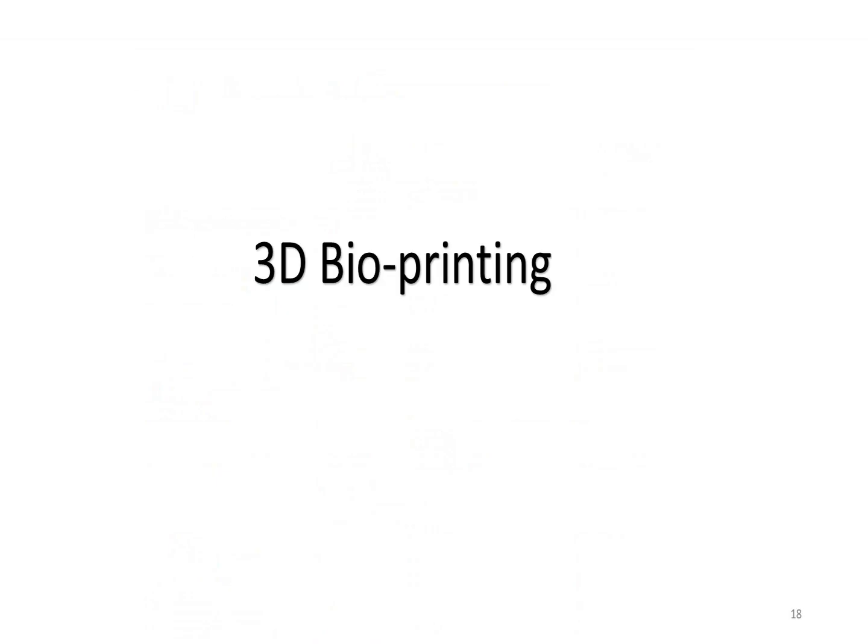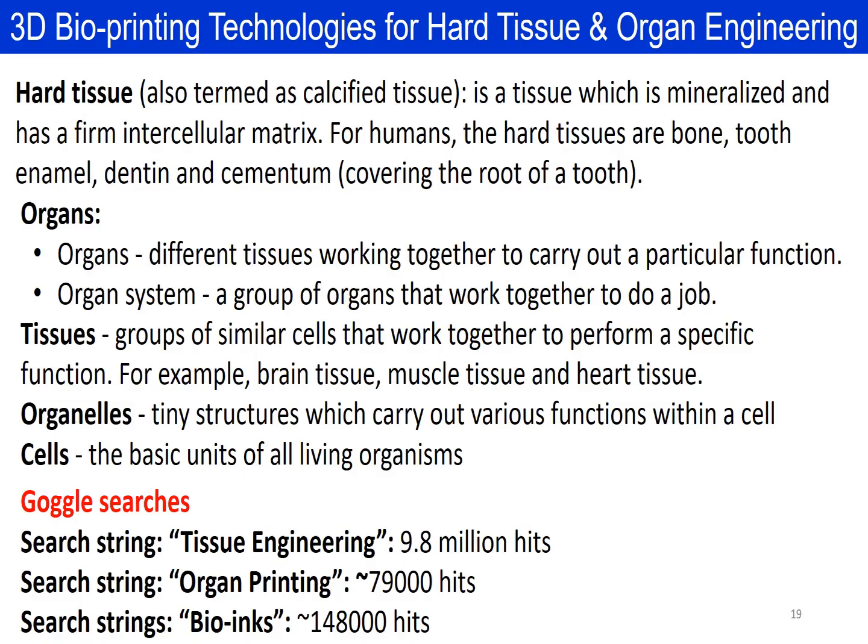Bioprinting is another example that is becoming really important for biochemistry related applications. Bioprinting technologies in hard tissue and organ engineering are receiving significant attention. I'm going to jump to the end of the slide in this particular case. When I use a Google search and I use the search string tissue engineering, I get about 9.8 million hits. When I use the search string organ printing, I get about 79,000 hits. And when I do the search string bioinks, I get 148,000 hits.